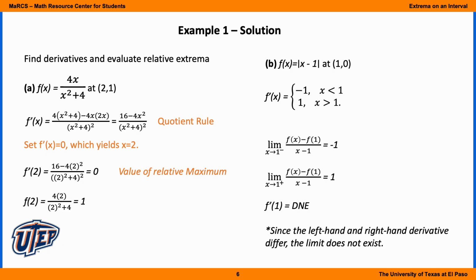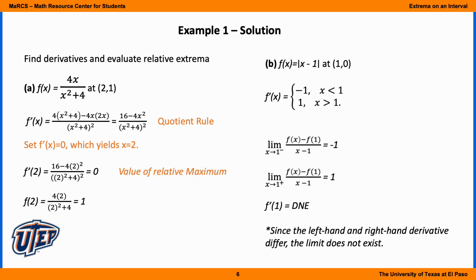Now for our second example, f of x is equal to the absolute value of x minus 1. We do the same thing, we take the derivative. So that yields f prime of x is equal to negative 1 for x less than 1, and positive 1 for x greater than 1. We can take the limit as x approaches 1 from the left-hand side, and that'll yield negative 1. And we'll take the limit as x approaches 1 from the right-hand side, and that'll yield positive 1. So since the values do not match, f prime of 1 does not exist.